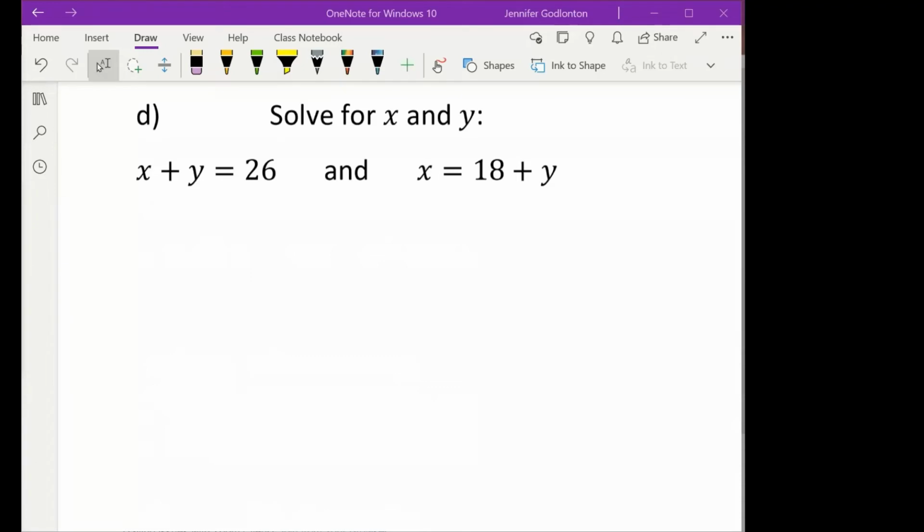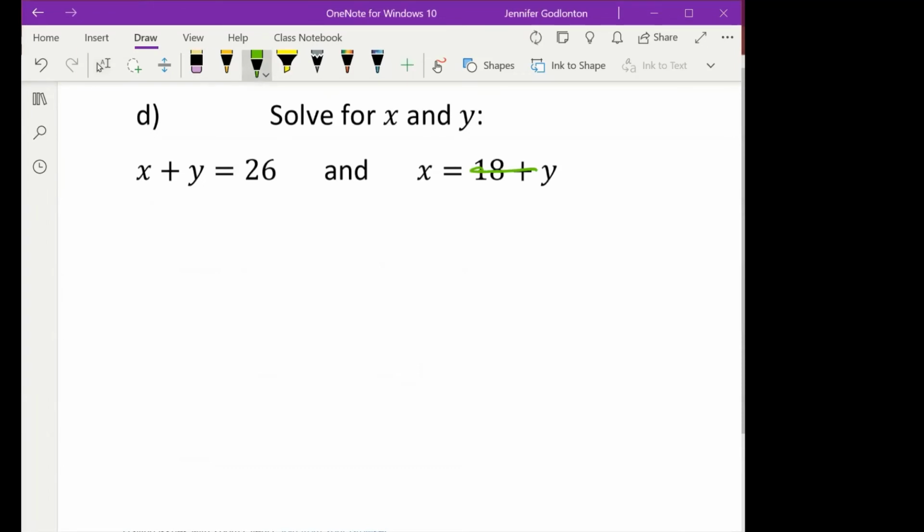Do we do the same method but switch it since it's x equals 18 plus y? I'm kind of confused. Yeah, so the only thing that's different here is I've just written the questions in a different way, but I've actually made it easier for you because I've already isolated x for you. So I've already told you this is what x is.